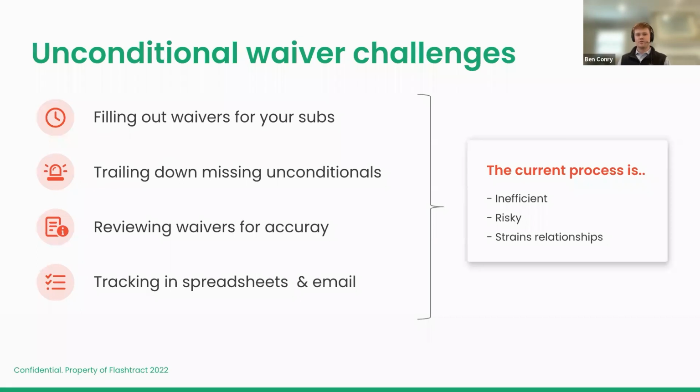So as a whole, the current process is inefficient for most general contractors. It introduces risk to the business if we're not tediously reviewing these and getting these returned back on time. And it also strains relationships with our subcontractors. We're constantly having to hound them to get these unconditional waivers submitted so that we can get paid by our owner, so that we can pay them. And there's just constant confusion across the stakeholders on projects for why their payment is delayed. And a lot of times it's because an unconditional waiver hasn't been submitted.